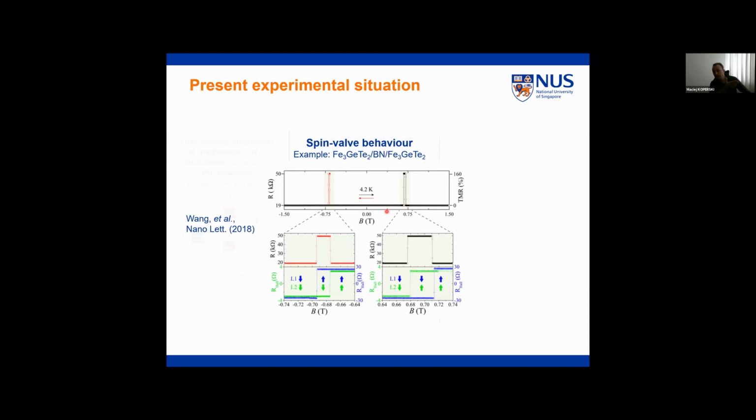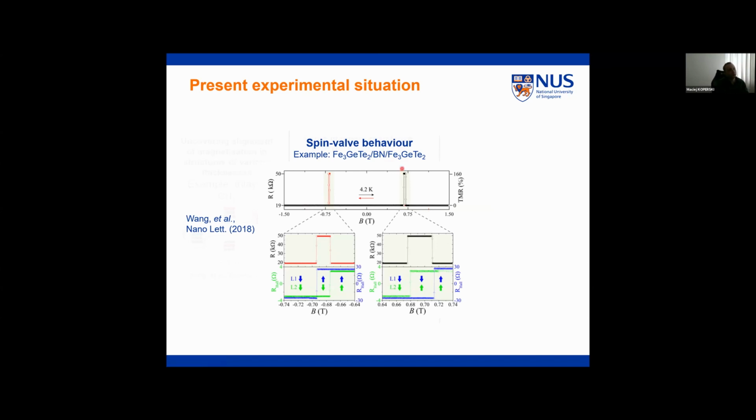So these experiments are doable for insulating materials, but there also exists a class of materials which is metallic. And then you can create heterostructures that use metallic magnetic materials as electrodes. This is an example of a tunneling device based on hexagonal boron nitride. And then again, when you measure the resistance of such a heterostructure in external magnetic field, you see this kind of rapid jumps that display a kind of textbook spin valve behavior.